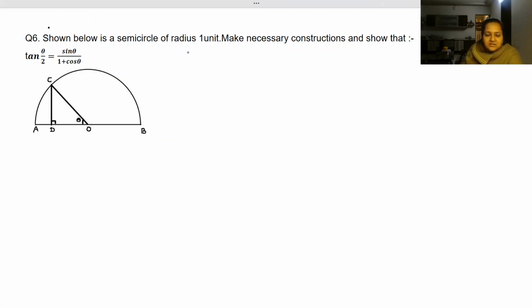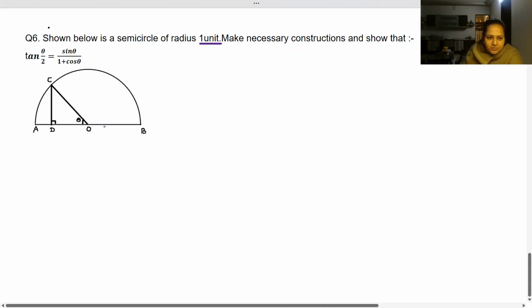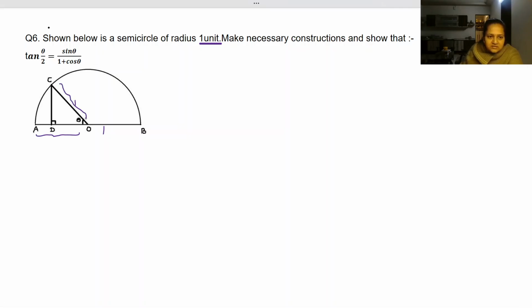What does it say? It says, shown below is a semicircle. So we have a semicircle of radius 1 unit. 1 unit, that means, can I say that OB, OC and OA, all these three are 1 unit each. We are not saying 1 centimeter, we are saying 1 unit. It could be anything. Okay, it's 1 unit. So I'm just marking it for once. I'm not going to write everywhere.